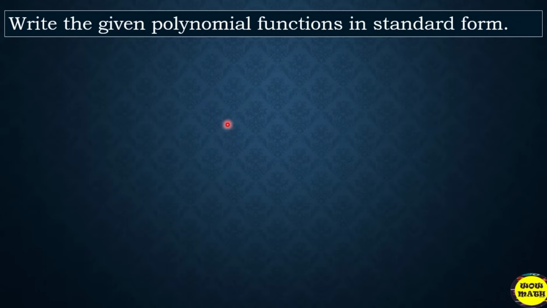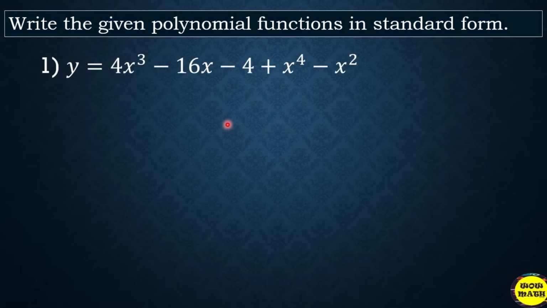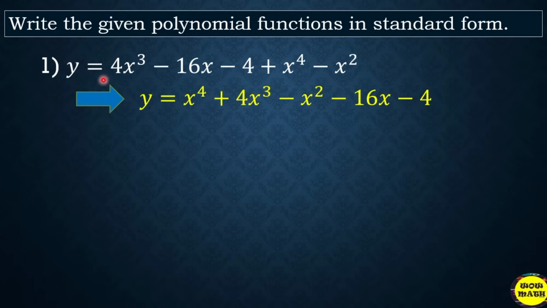Write the given polynomial functions in standard form. When we say standard form, your exponents must be arranged in decreasing or descending order. Simula sa mataas, highest degree, up to the least degree. So, let's have number 1. I have here y is equal to 4x cubed minus 16x minus 4 plus x raised to 4 minus x squared. Okay? Ang una na mong titingnan, which is the highest degree? What is the highest degree? We have here 4. Dapat, ito ang mauna. So, that is x raised to 4, followed by 4x raised to 3, and then 4, 3, 2.